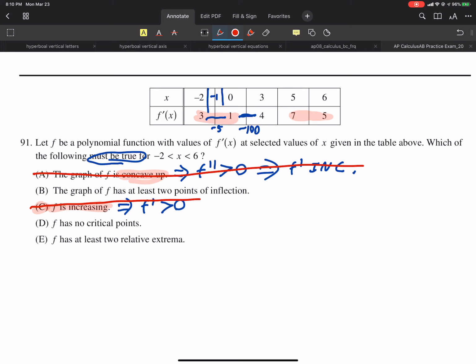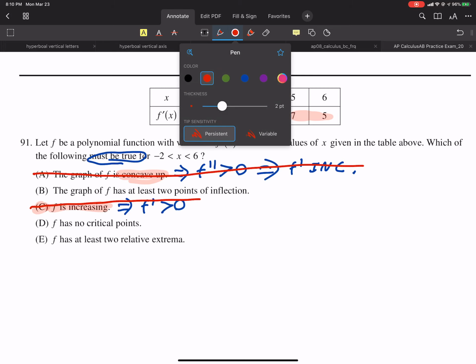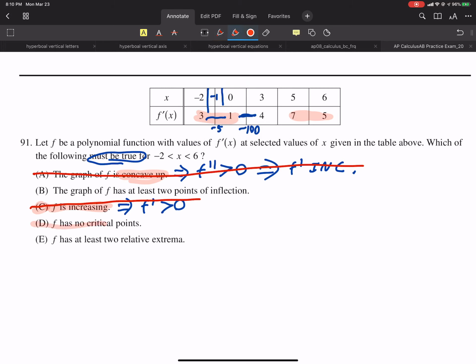All right, so the same logic goes for this, no critical points. A critical point is where the derivative is 0 or undefined. So with the same logic as in the prior problem, we don't know what's happening between those points. We don't know if the derivative actually equals 0 between these points. So this could be true, but we don't know for sure. So we're down to B and C. The graph has at least 2 points of inflection, or it has at least 2 relative extrema.